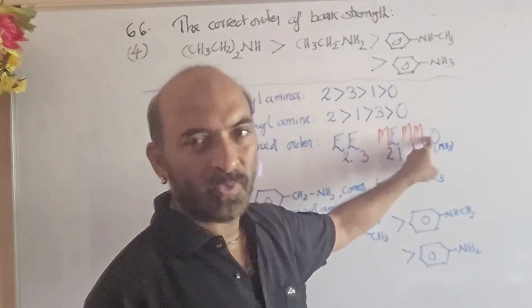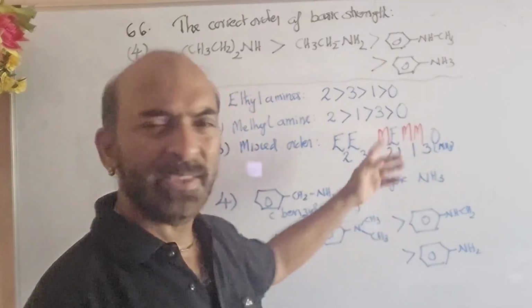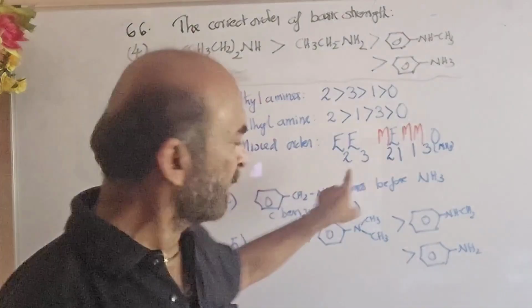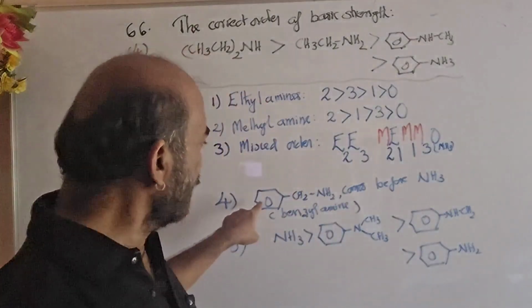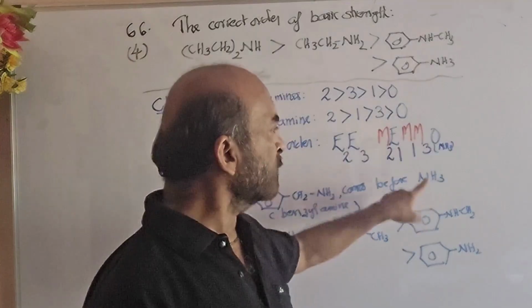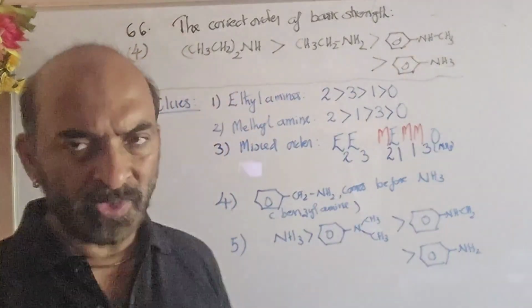Just before 0, I haven't put any symbol for that. Here after, we can merge this further list with this very easily. The only thing you have to remember: this benzylamine comes just before ammonia, because for ammonia pKb is 4.75. For benzylamine it is 4.7.